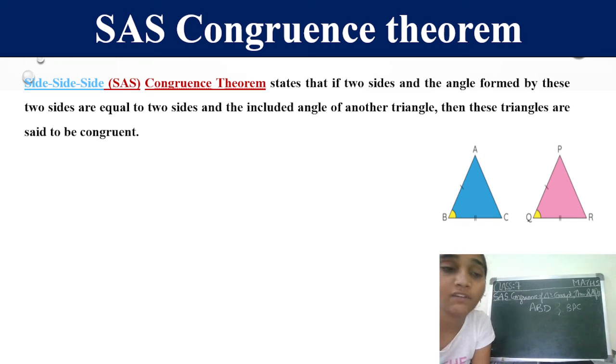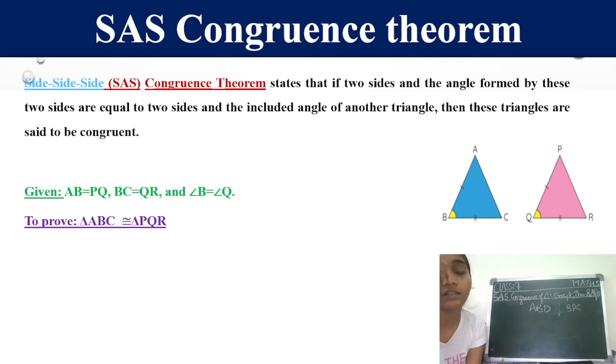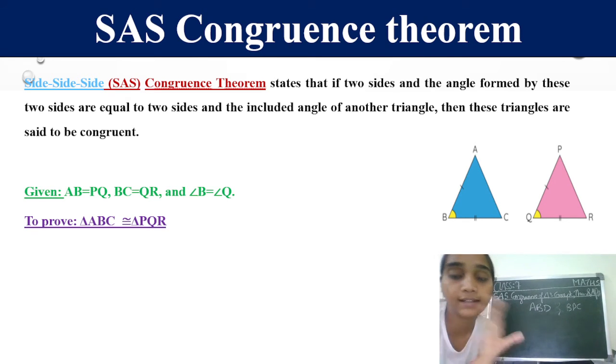Yes, we are given two triangles ABC and PQR, and two sides and one included angle which are equal: AB is equal to PQ and BC is equal to QR, and angle B is equal to angle Q because it is the included angle. Now students, we have to prove that these two triangles are congruent. We have to prove this much. So what will we do in order to prove this?